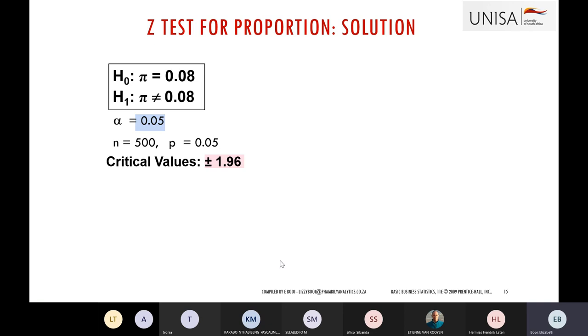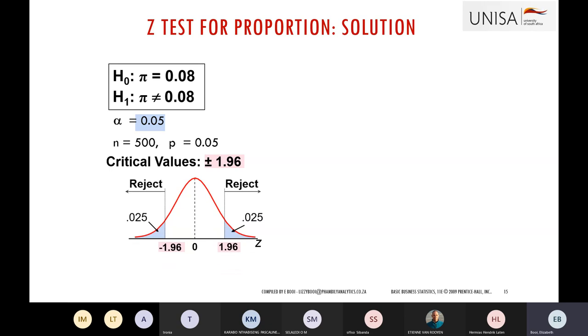Step number four is to find the critical value. We know that to find the critical value, this is Z alpha divided by two. By now you should know that Z of 0.05 divided by two, which is Z of 0.025, is the same as 1.96. And since it is a two-sided test, it will have the negative and the positive side of the rejection area, so we can clearly identify where our regions of rejection will be and clearly mark them.